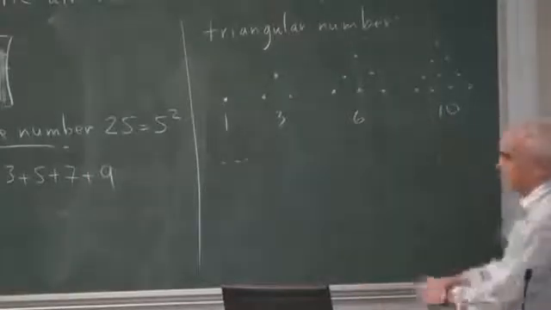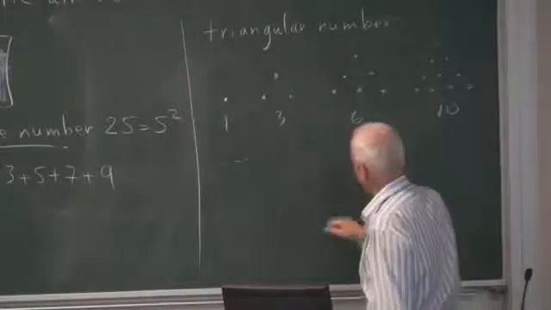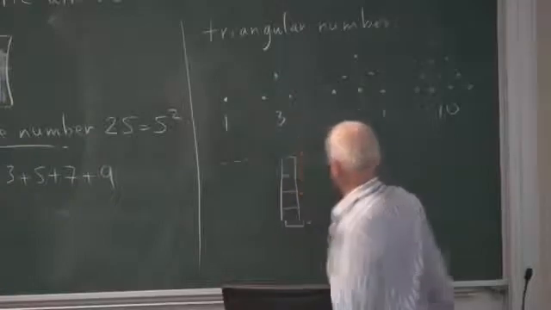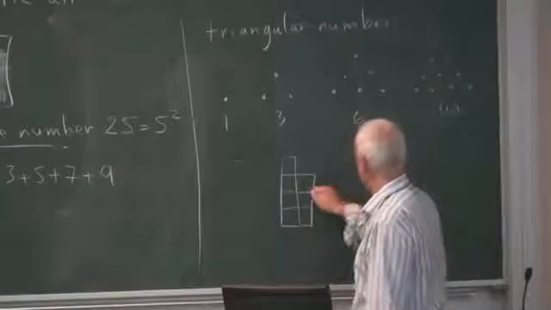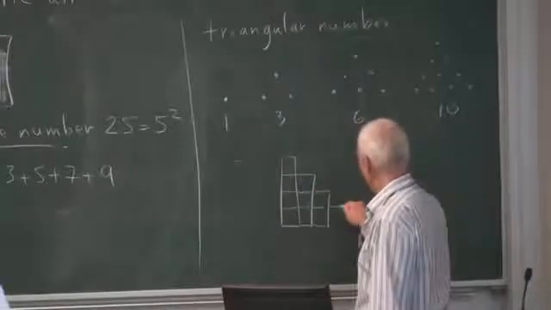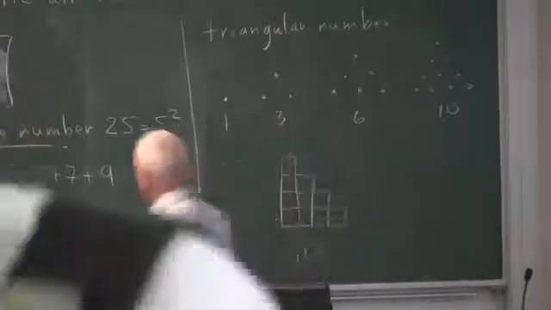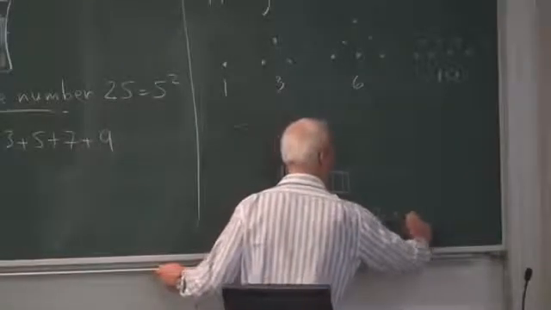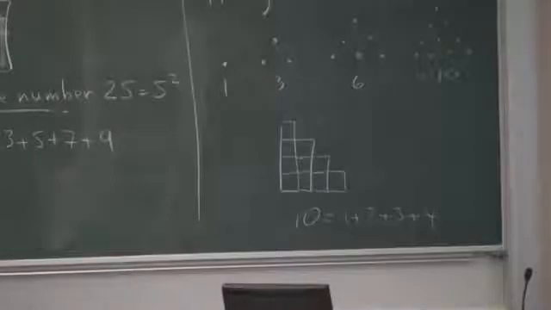Another way of thinking about them is if we put them on the side, we can look at something like 10 and think of it as being a 4 plus a 3 plus a 2 plus a 1. So there's another version of the triangular number 10, which makes it obvious that it's equal to 1 plus 2 plus 3 plus 4. So the triangular numbers are the numbers which you get by summing up the first n numbers.